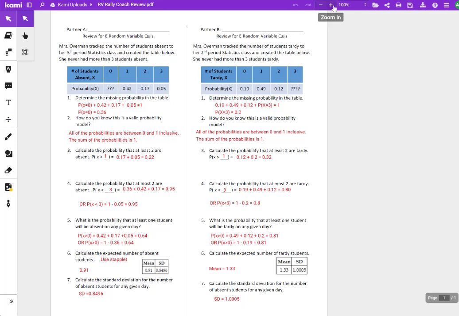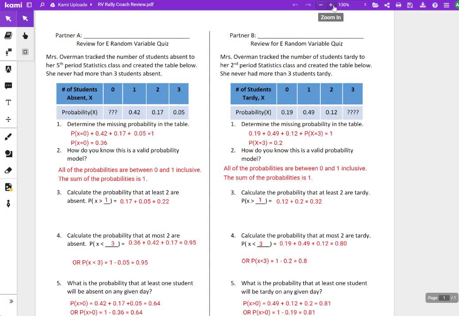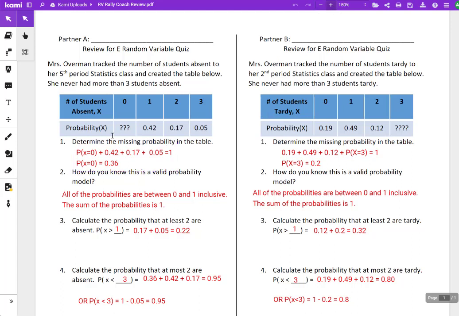So now I'm going to walk you through the review we did in class before taking our quiz on random variables. And I already have the key up here, so we'll just talk you through it. Mrs. Overman tracked the number of students absent to her 5th period stats class and created the table below. She never had more than 3 students absent. All right, so here I had 0 students absent.